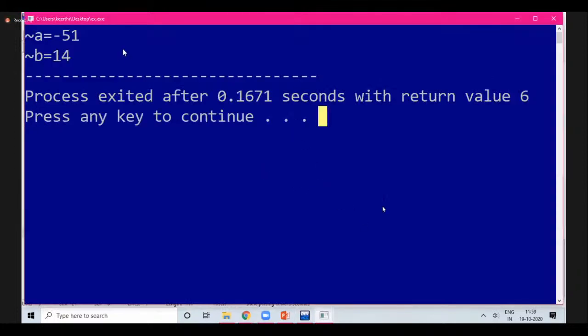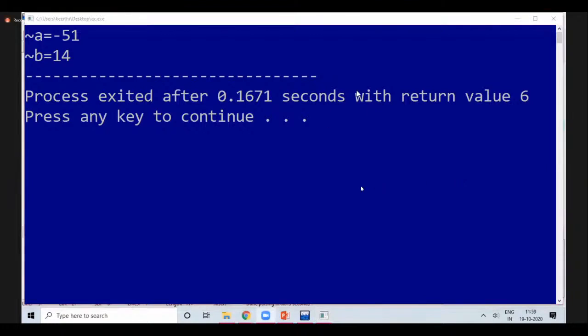So you can observe. Everyone is able to see that? Can you see the output? So that is the thing that happens.